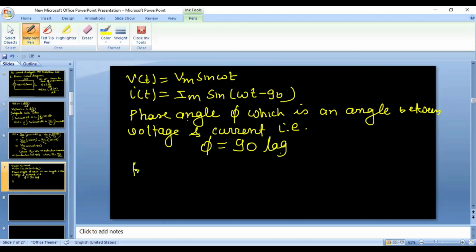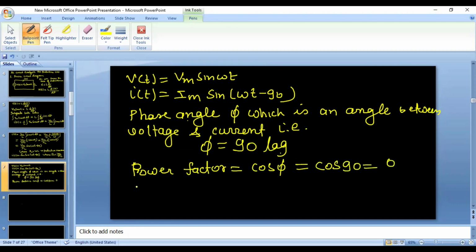And if I talk about the power factor for a purely inductive circuit, what do you understand by power factor? Power factor is nothing but the cosine of the phase angle. And in case of an inductive circuit, I get cos 90, that means 0. So this is something about the power factor for a purely inductive circuit.